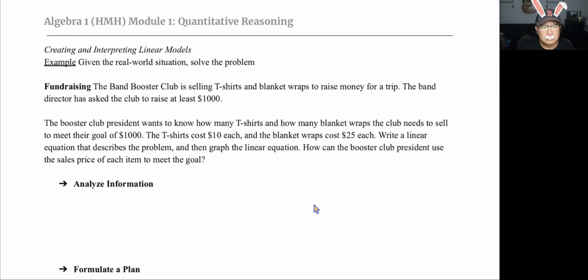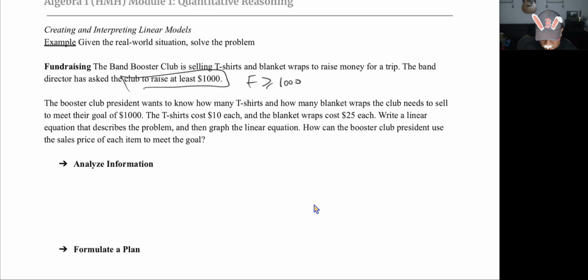All right. So what we have is the Band Booster Club is selling T-shirt and blanket wraps to raise money, and they want to raise at least what? $1,000, which is what? Funding has to be greater than or equal to 1,000. But how do you raise the funding? Well, by selling shirts and whatever, right? Ooh, look at this. T-shirt costs $10 each. What does that mean?